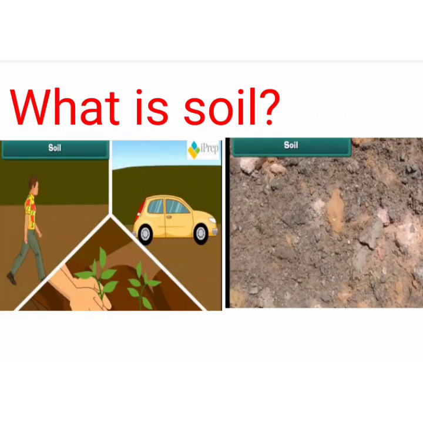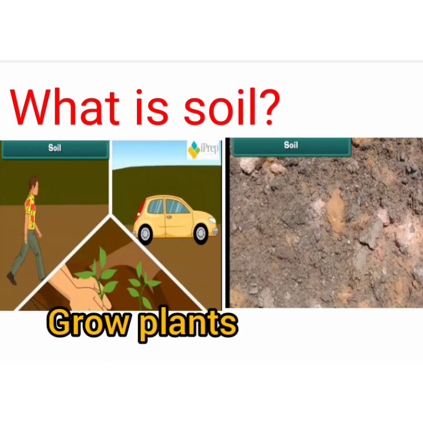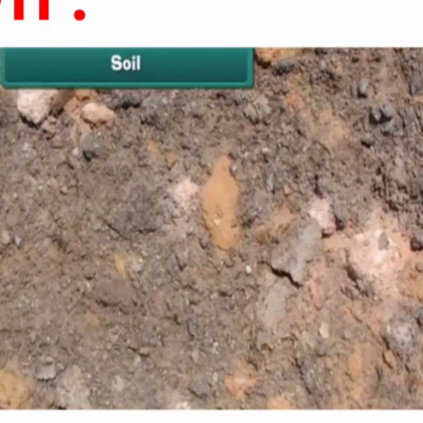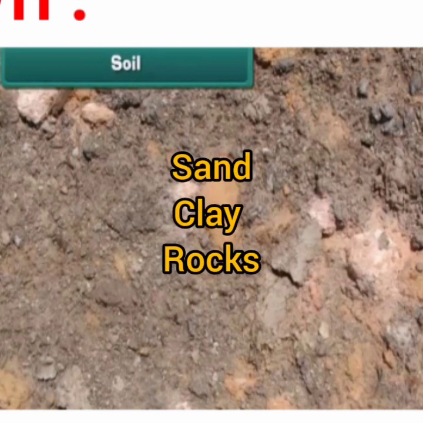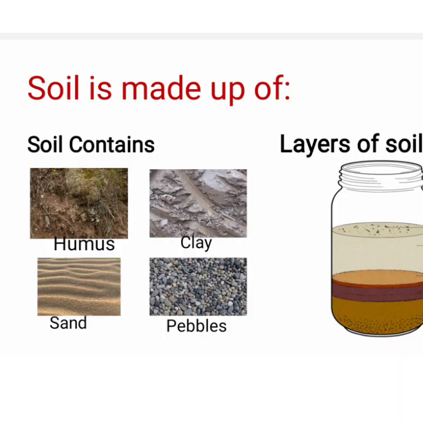What is soil? We walk on the soil, we drive on the soil, and we also plant trees in the soil. Now, as you can see in the next picture, the soil looks like this. It is the mixture of sand, clay, and rocks. So children, now again I repeat, what does soil contain?